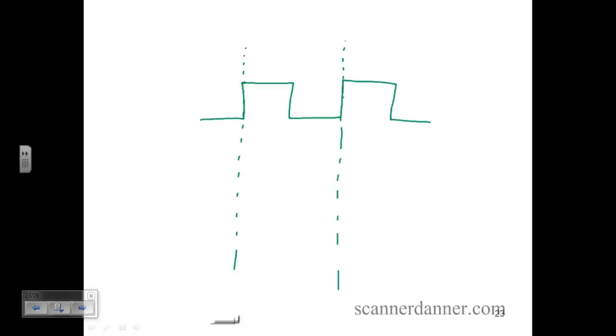If I draw an on-off signal, and make this a 1 second time base from here to here, what I have is a 1 hertz signal. What I'm giving you first is the frequency. Frequency is the number of times per second the signal repeats itself. If you want to write that down, do it.